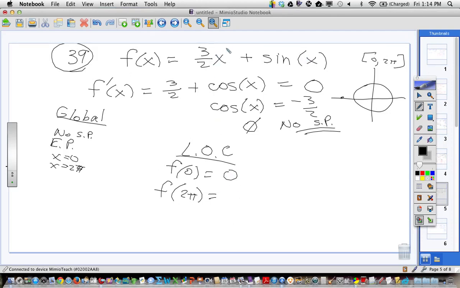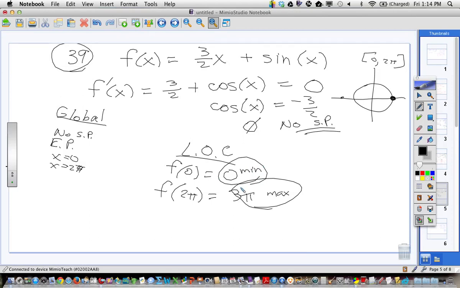We put 2 pi in. Let's see, the 2's cancel. You get 3 pi times sine of 2 pi. Let's see, sine of 2 pi is right there. Sine is the y value at 0. So there it is right there. So there's our max. The biggest one's the max and the littlest one's the min.